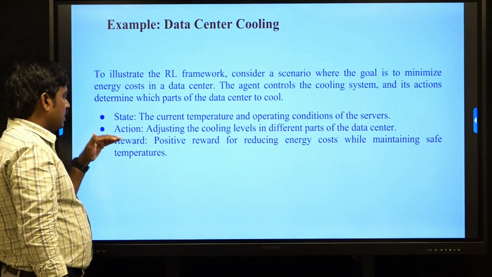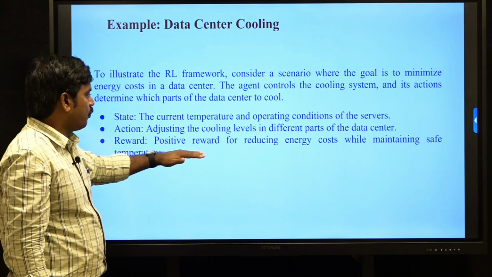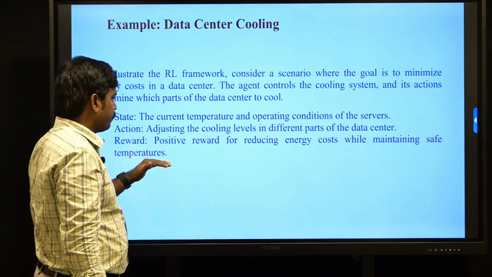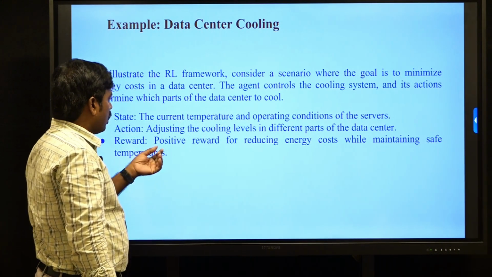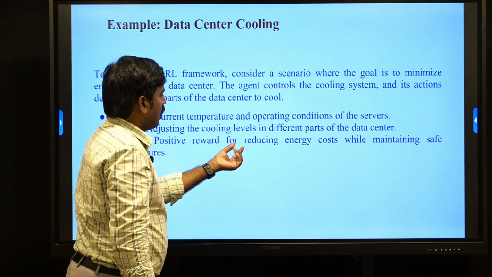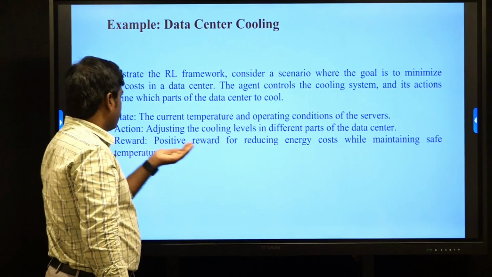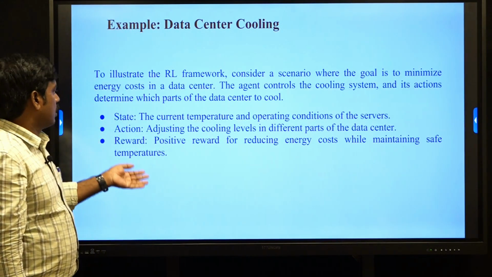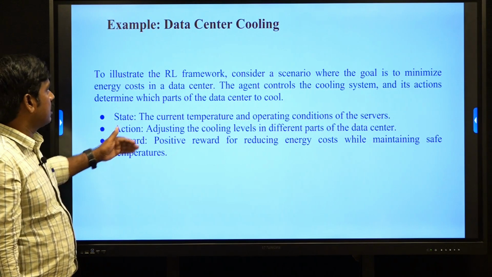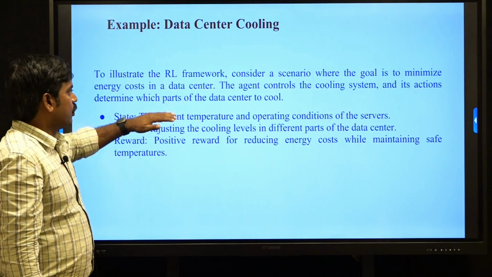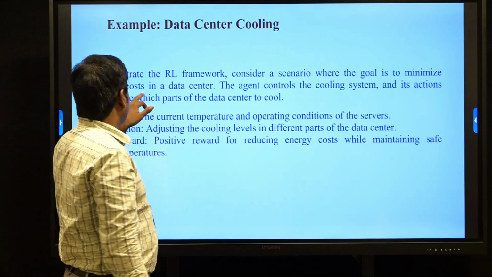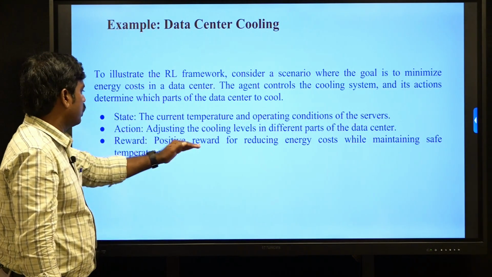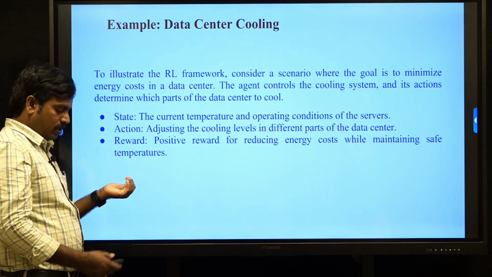The rewards: we get a positive reward for reducing the energy cost while maintaining a safe temperature. Okay, we maintain the safe temperature, and when reducing the energy cost we get positive rewards. If we are not reducing the energy cost, we get negative rewards. This is the state, action and rewards in the data center cooling process. The main aim is to minimize the energy cost. If we apply any action that minimizes the cost, we get a positive reward. Otherwise, we get negative rewards.